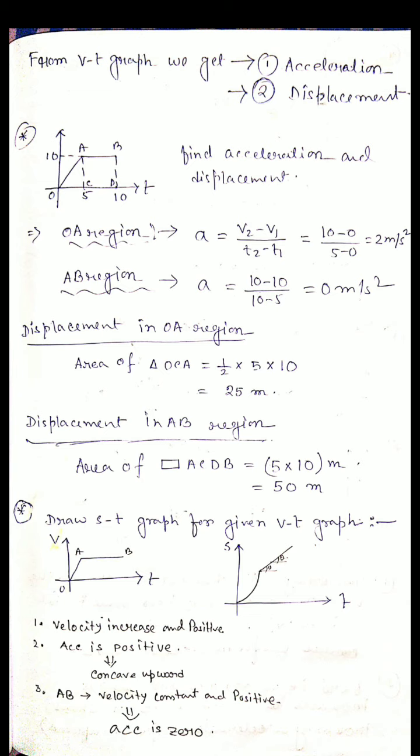And if we find the area, in the OA region the area is the triangle OCA, and the area of a triangle is half into base into height, so we get 25 meter. And in the case of the AB region, this is a rectangle ACDB. So area is length into breadth, CD is 5 and AC is 10. So 5 into 10, that is 50 meter.